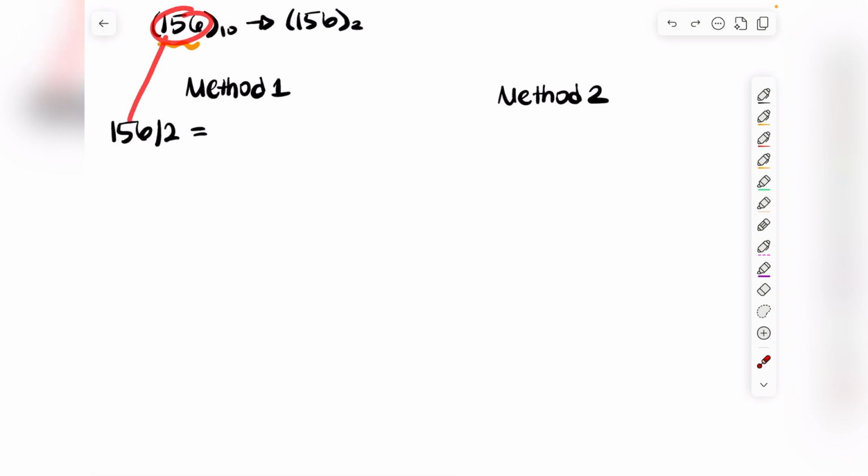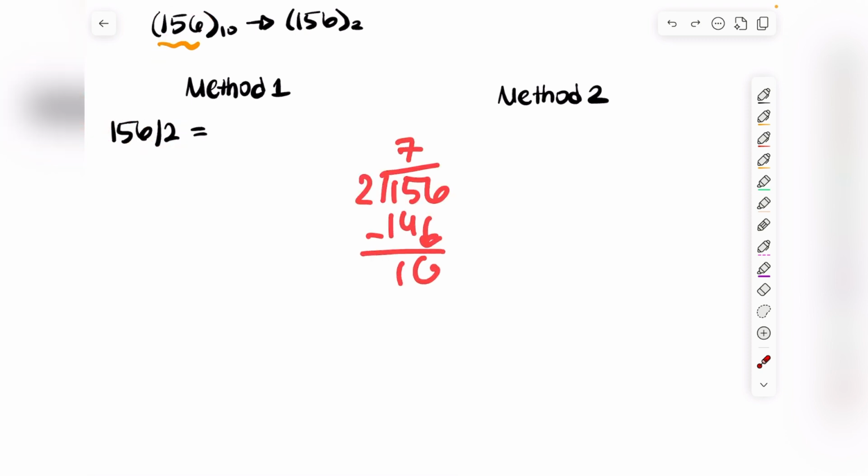Method 1 starts with the number that they give you and you divide it by 2. That's 7, 14, 1, bring down the 6, that's 8, 16, 0. So your answer is 78 with a remainder of 0.